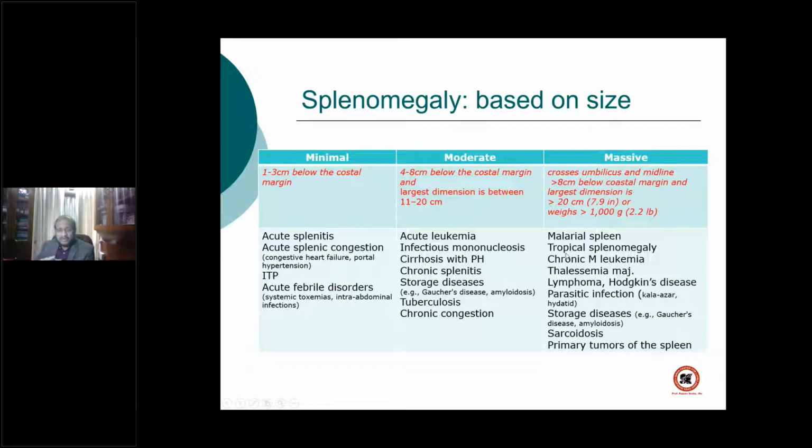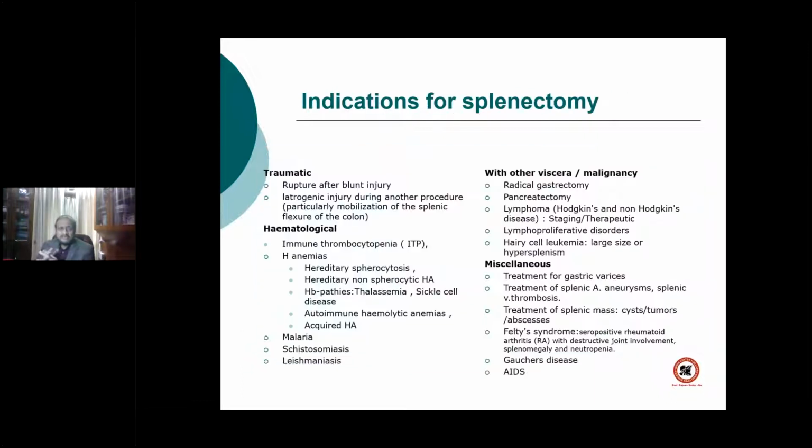But it is very important because once you get an idea you've got a moderate splenomegaly, then immediately a number of causes are ruled out. You don't even think about them. And a number of causes are ruled out on the opposite side. Like, for example, a massive splenomegaly cause could not be accounting for a moderate splenomegaly. Like, for example, storage diseases, sarcoidosis, primary tumors of the spleen, and so on and so forth. So this is a better clinical method of identifying a spleen.